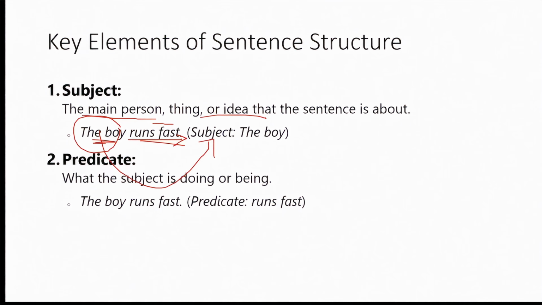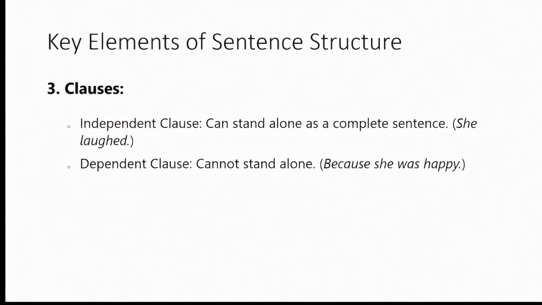If we talk about predicate, what is being said about the subject? The boy is the subject. What does the boy do? Runs fast. So runs fast tells about the subject. So this is a subject, and what tells about it is a predicate. The part that tells about the subject is called predicate, and the one about whom this is being told is called subject.